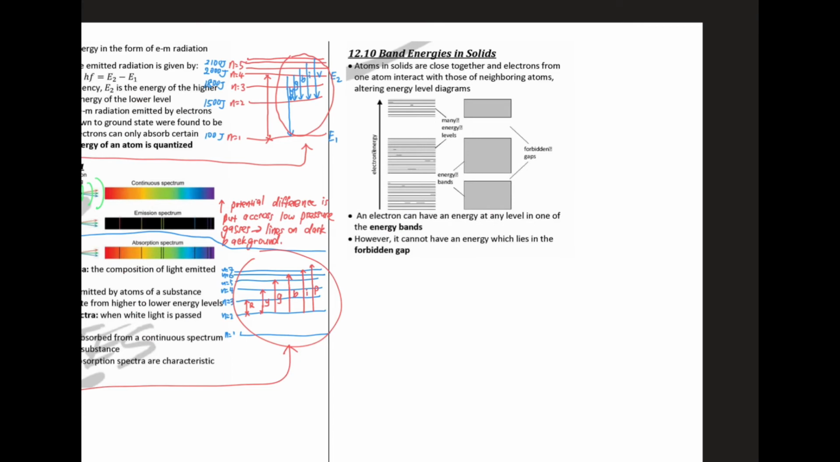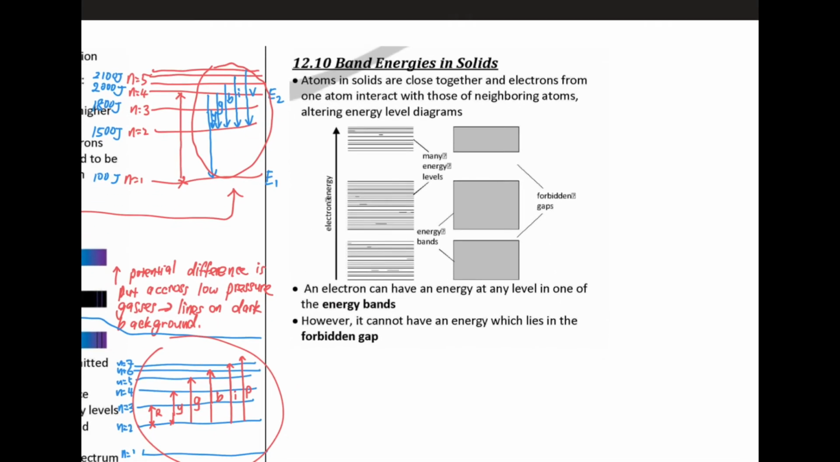So this is about band energies in solids. Band energies, it's a new idea. Okay, let's see what that is about. Atoms in solids are close together, and electrons from one atom interact with those of neighboring atoms, altering energy level diagrams. So that means they are giving us a few pieces of information here.